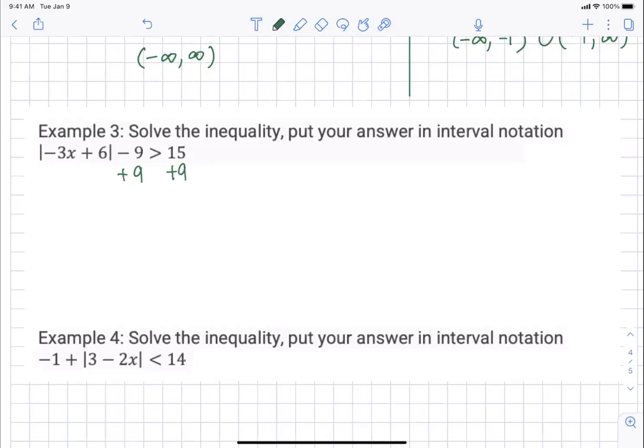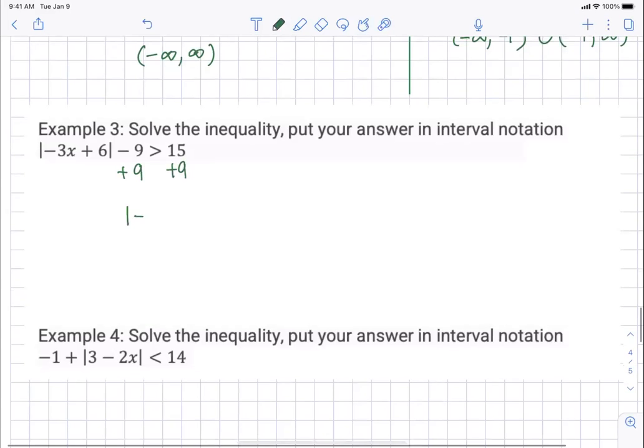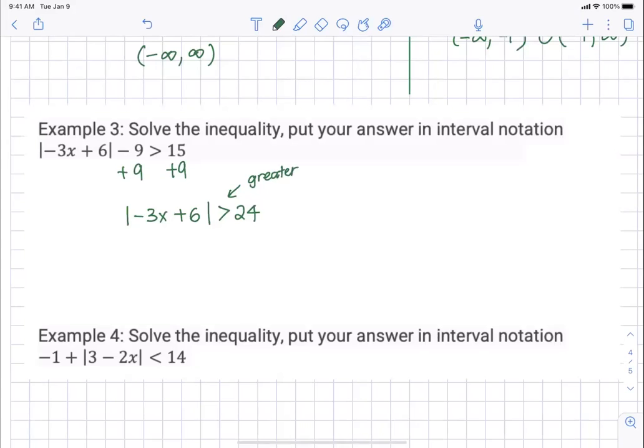Adding 9 to both sides, we will have the absolute value of negative 3x plus 6 greater than 24. And because this is a greater than, we're going to set up 2 inequalities. There will be 2 inequalities, and one is going to be negative 3x plus 6 greater than 24, or negative 3x plus 6 less than negative 24.